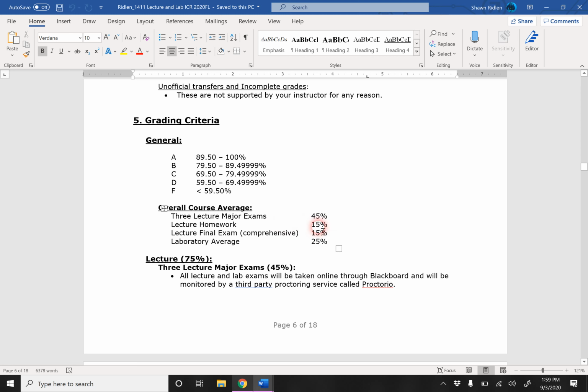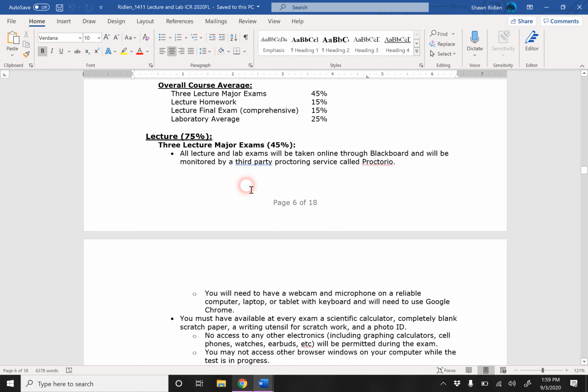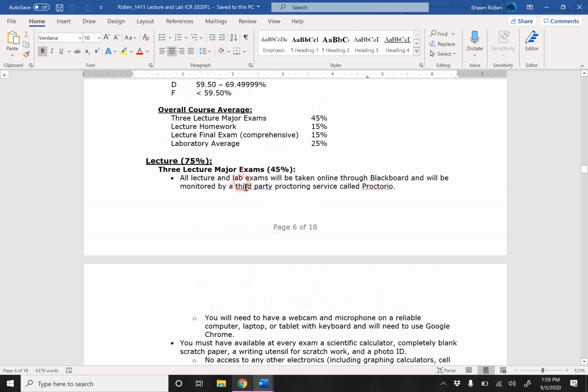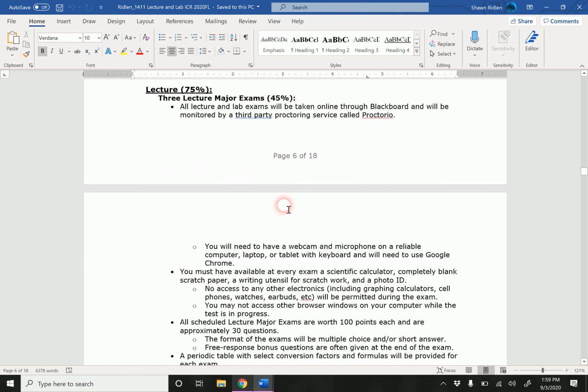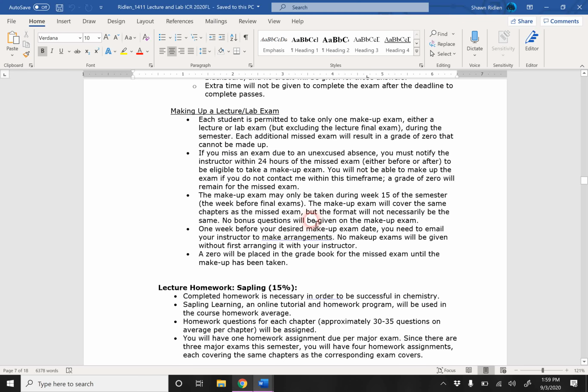Your major exams are 45%. Your lecture homework, which is the Sapling, will be 15%. The final exam will be 15%, and your lab average will be 25%. So we'll do 3 exams, then you'll have your homework, the final exam, and then your lab.